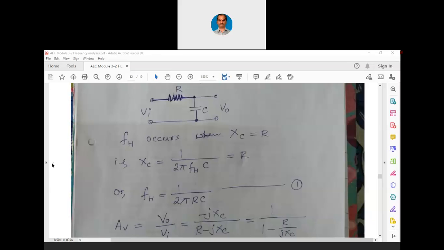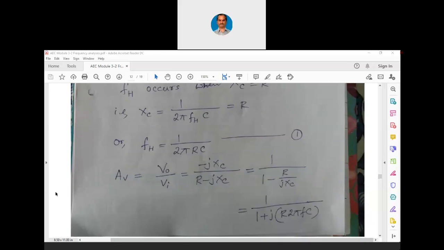So let me proceed. AV equals V naught by Vi. We represent it for this RC circuit as minus JXC divided by R minus JXC. Let me rewrite this particular expression in this way. 1 by 1 minus R by JXC. The same way which we did for the low frequency analysis network. So now, substituting for this XC itself, it becomes 1 by 1 plus J into R into 2 pi Fc.